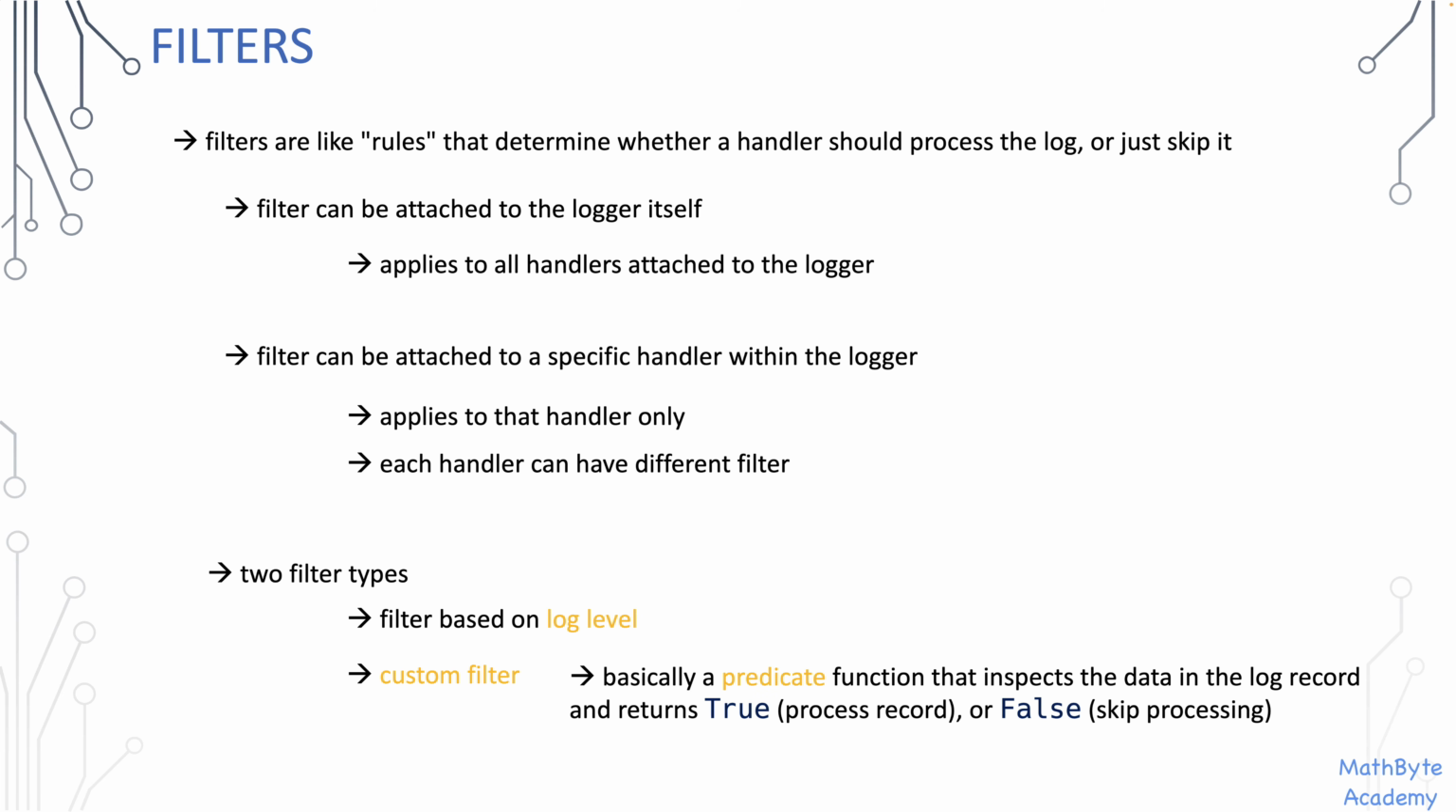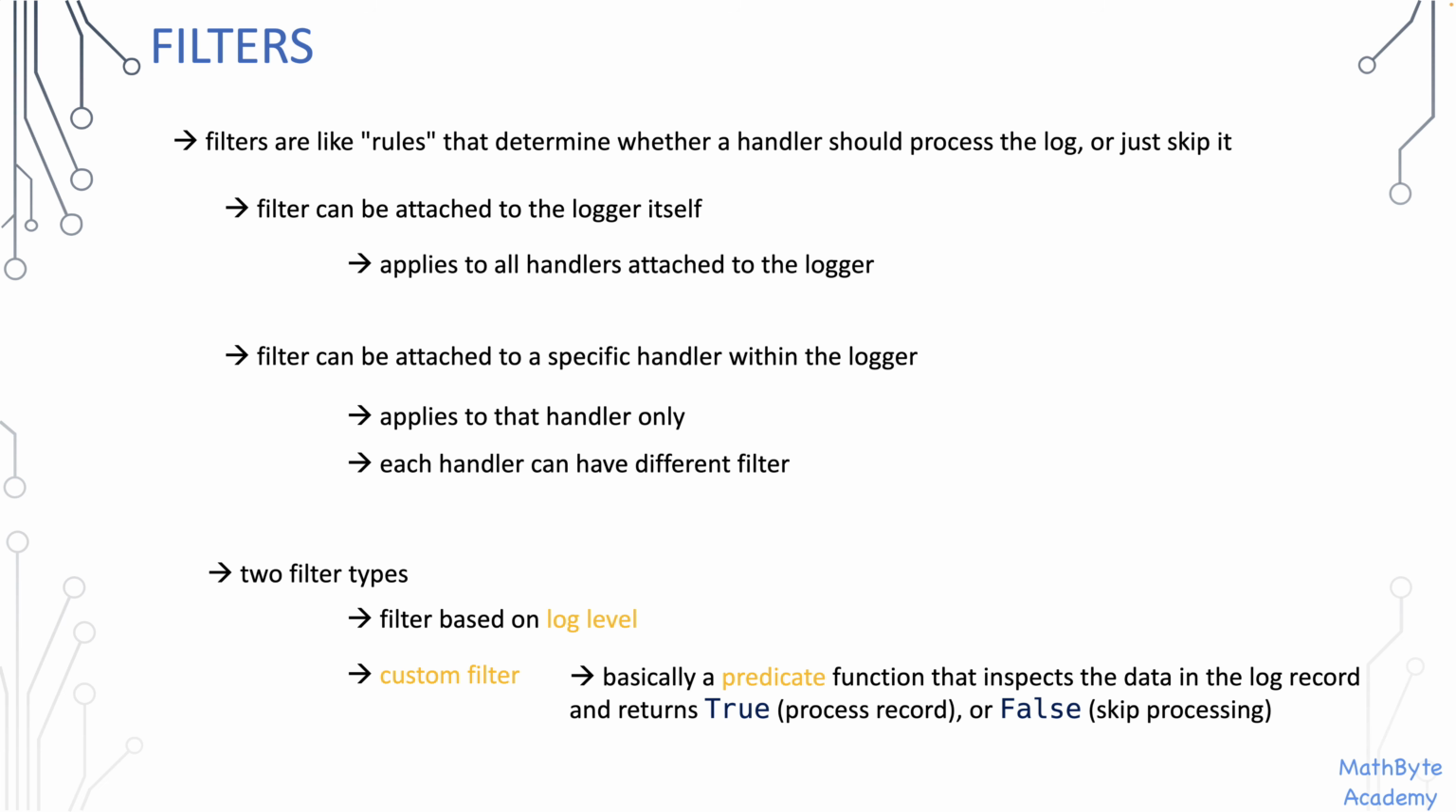And basically, this filter is a predicate function that will receive as one of its arguments the log record, and then you implement the code looking at the log record, and then you either return true or false to say yes, emit the log, or no, skip it. I don't want to actually log this particular log record. So it's a custom filter.